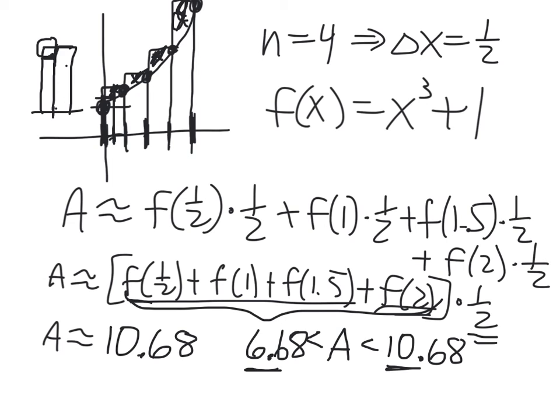We're still going to be above the exact value, but it's probably going to be maybe more like 8 or 9 instead of the 10.68. And then your left endpoints probably be around 7 to 8 instead of the 6.68. So the more rectangles you use, of course, the more work it is, but the closer we get to the exact answer. Okay?